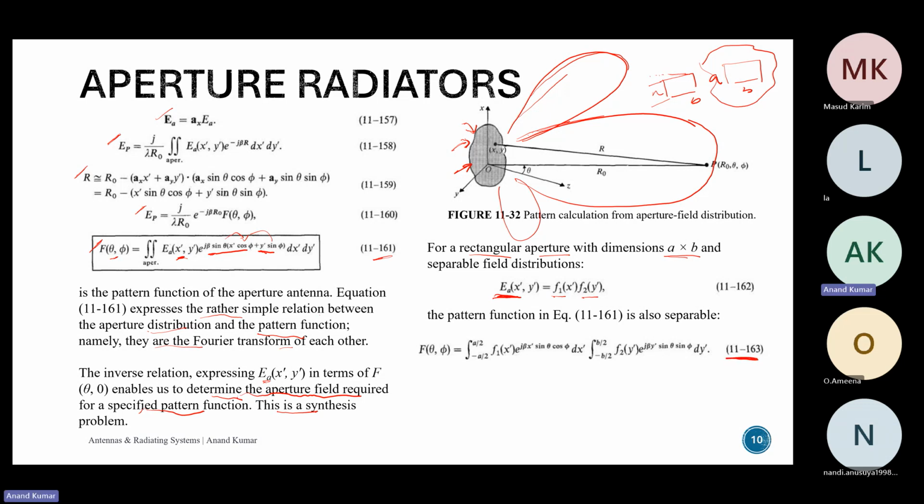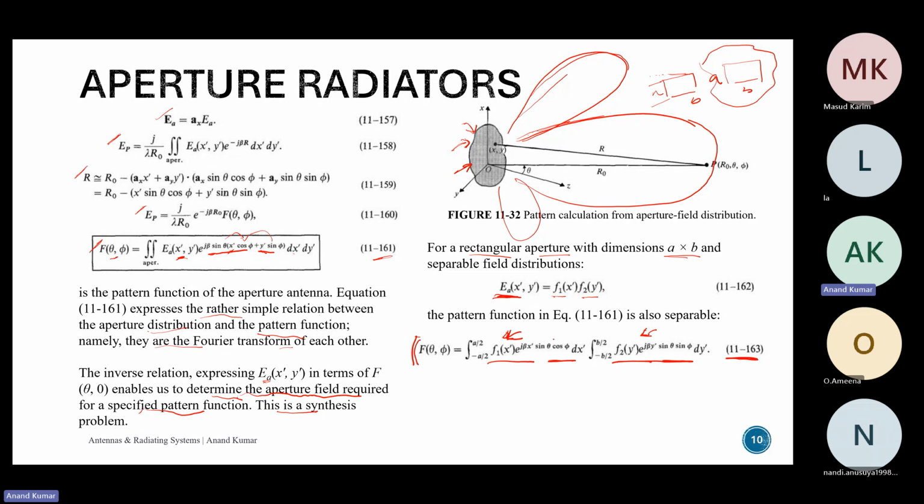So we have separated the x, theta, and phi and y. We can rearrange them to write them like this. And this particular function is only valid if we do not have a dependency of y over here and we do not have a dependency of x over here. Then we can separate the integrals as products, and now we have this pattern function over here.